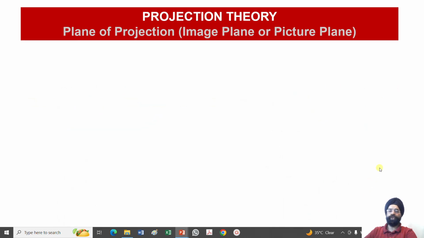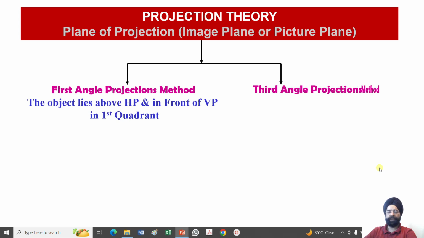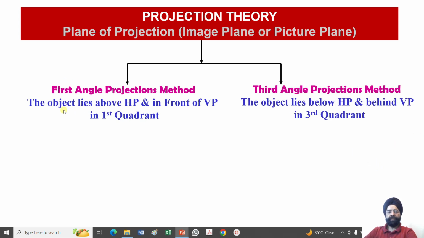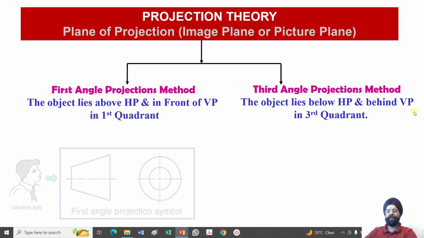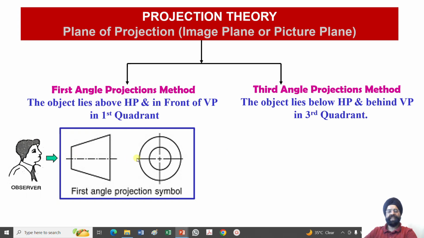Now we are going to discuss the symbols of the first angle as well as the third angle projections. Please see, in first angle the object lies above HP and in front of VP. In the third quadrant, it lies below HP and behind VP. So these are the symbols. If this is my object, this tapered cone or truncated cone, called the frustum of a cone, which has been cut.